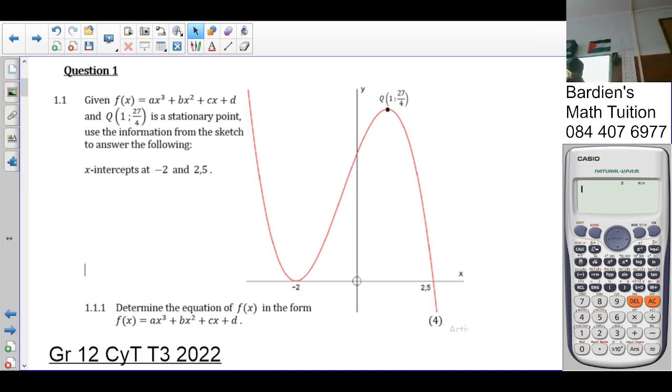The first question says, given f of x equal to ax cubed plus bx squared plus cx plus d, and Q, which is (1; 27/4), is a stationary point. Use information from the sketch to answer the following. The x-intercepts at -2 and 2.5.